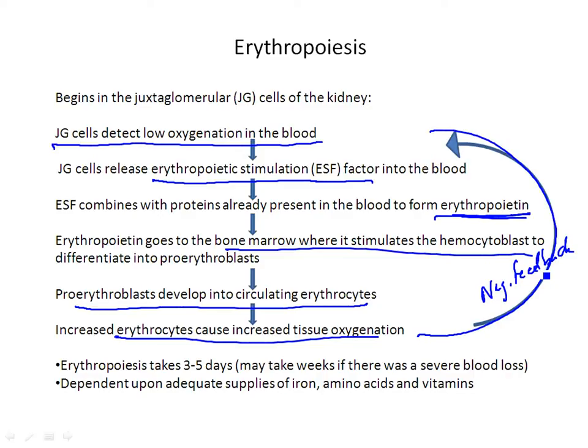One thing you also need to keep in mind is that your red blood cell production, or your erythropoiesis, whatever you want to call it, is also going to be dependent upon the precursors that you need to make it. So you're going to have iron, you're going to have amino acids, and you're going to have certain vitamins that are required to make red blood cells.